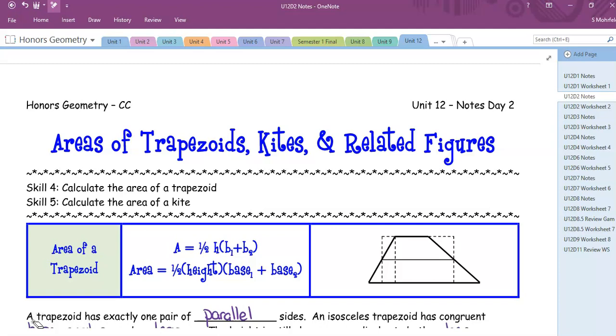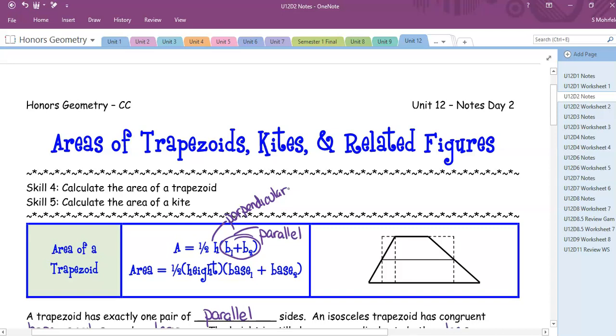So, in the earlier video, we ended with a problem where we took a trapezoid, divided it into two triangles and a rectangle, and found the area that way. You don't have to do that every single time. We do actually have an equation for it, which is area equals 1/2 times the height times base 1 plus base 2. What you need to remember is that your two bases are your two parallel lines, okay? And then the height is going to be perpendicular to both of those bases.